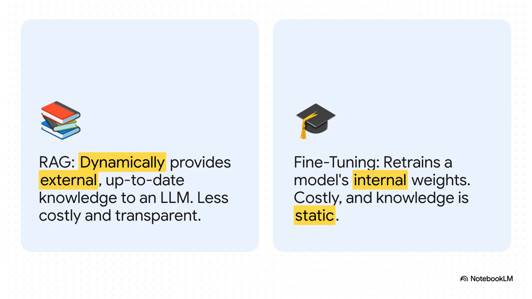Let's break it down real simple. Think of RAG, that's Retrieval-Augmented Generation, as giving your AI an open library card. It can go out and pull in fresh, up-to-the-minute information whenever it needs to. It's cheaper, and you can see exactly where the information came from. Now, fine-tuning, that's more like sending your AI to get a PhD in a very specific subject. You're actually retraining its brain. It's incredibly powerful, but it's expensive, and its knowledge gets locked in at that point. Honestly, for most people starting out, RAG is the way to go.